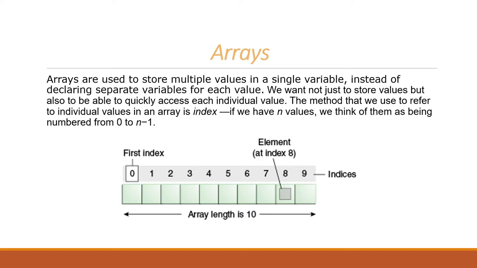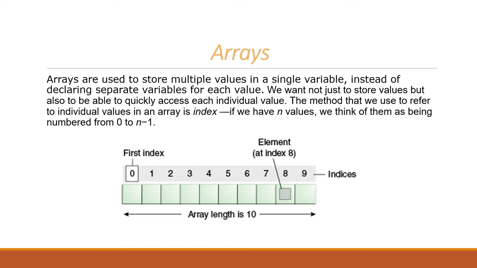In an array, if you want to store multiple values in a single variable of the same type, you use arrays. We want not just to store values, but also to be able to quickly access each individual value. The method that we use to refer to individual values in an array is called index. So guys, we are not only storing the values, we can access the values also with the help of indexes.